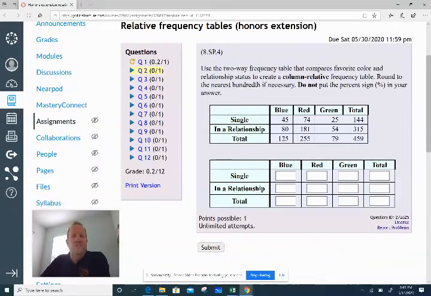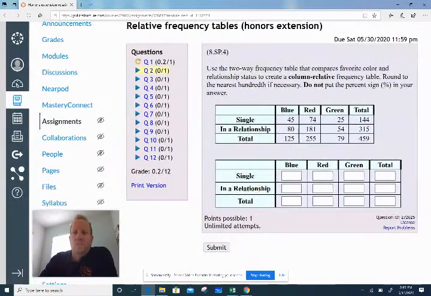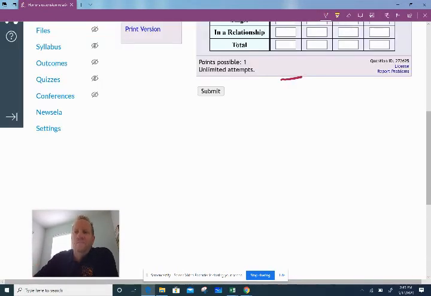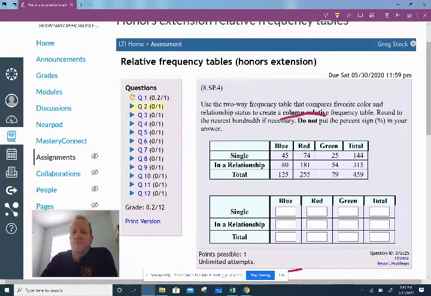Okay, so in this video, we're going to talk about relative frequency tables. There are two different types. There's a column relative frequency, and there is also a row relative frequency. So you need to make sure which one it's asking for.